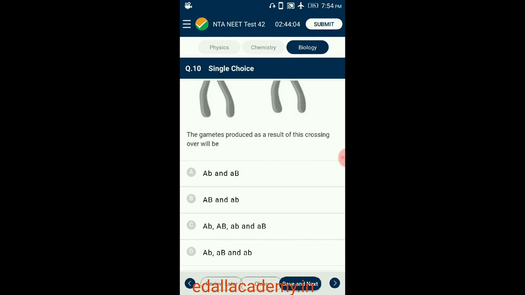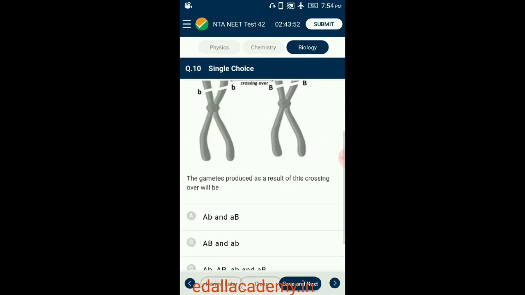Crossing over occurs between non-sister chromatids of homologous chromosomes during the pachytene phase of meiosis 1. In this example, after crossing over, chromosome number 1 will have one chromatid with capital A small b and another chromatid with capital A capital B. Chromosome number 2 will have one chromatid with small a small b and another chromatid with small a capital B.